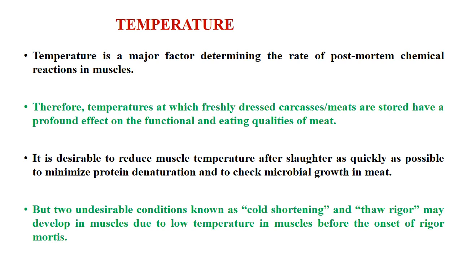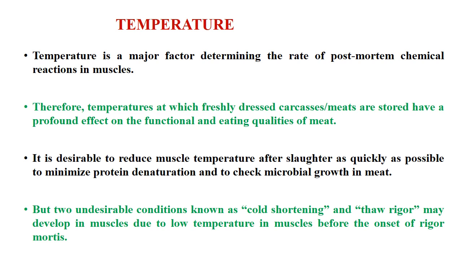It is desirable to reduce muscle temperature after slaughter as quickly as possible to minimize protein denaturation and to check microbial growth in meat. So if we do not reduce the temperature quickly, there will be microbial contamination and their growth will be more. Similarly, if the animal is at high temperature and there is a fall of pH, it causes denaturation of protein and affects the meat quality.